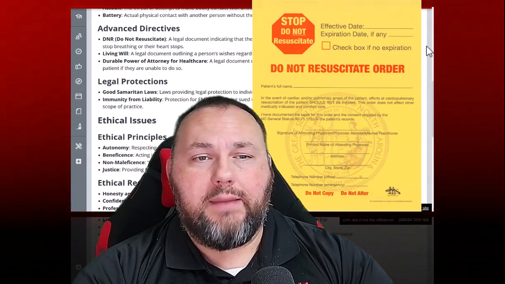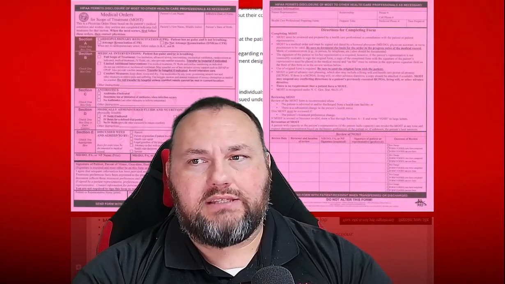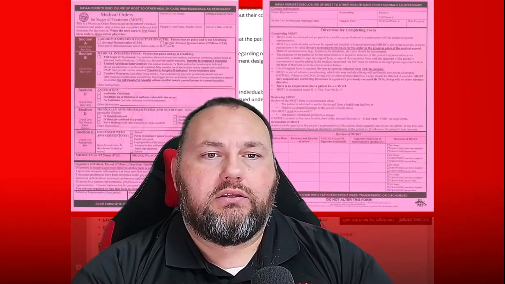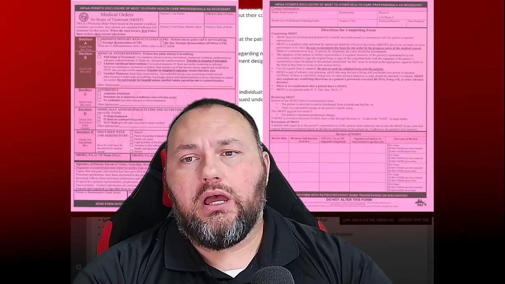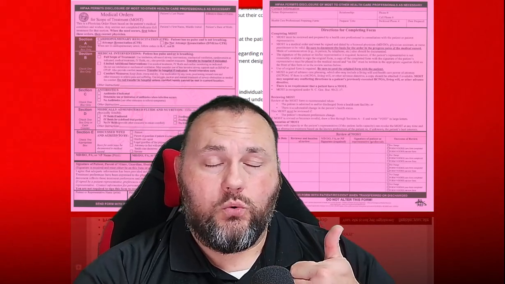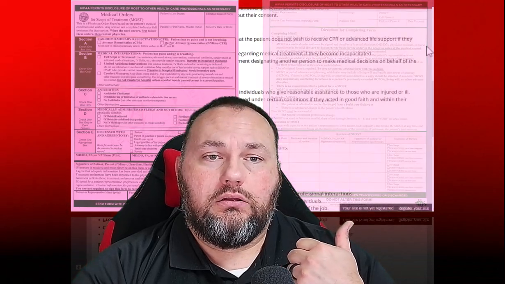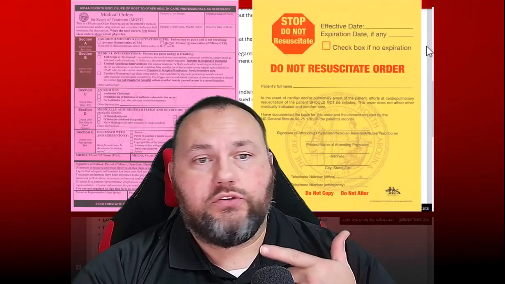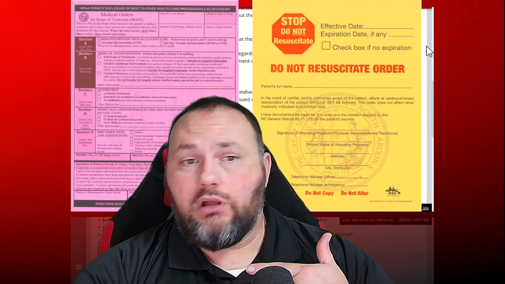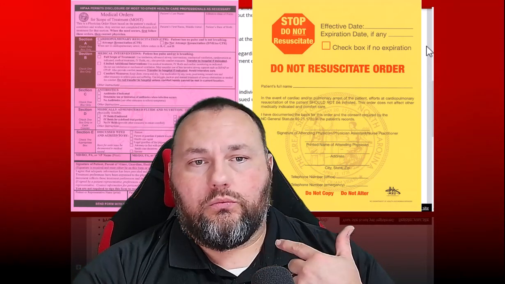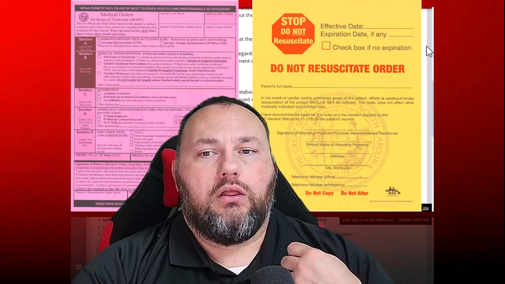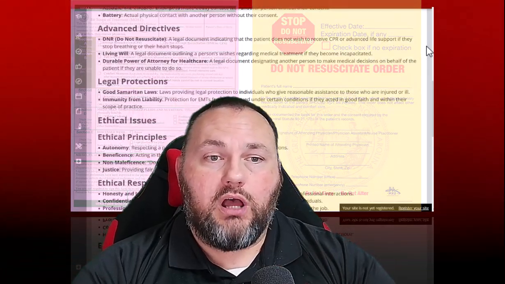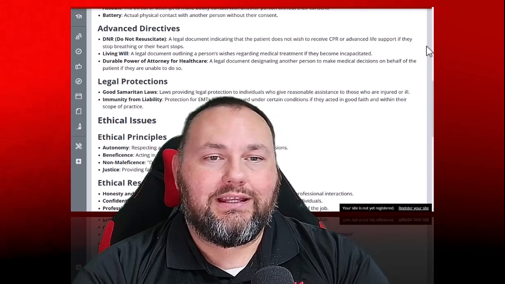There's also a MOST form that patients can use that is recognized by the North Carolina Office of EMS. So you've got the MOST form and you've got the DNR form. Those are the only two forms that we recognize. We do not recognize living wills. If a patient has a living will, then unfortunately we are not able to recognize that.